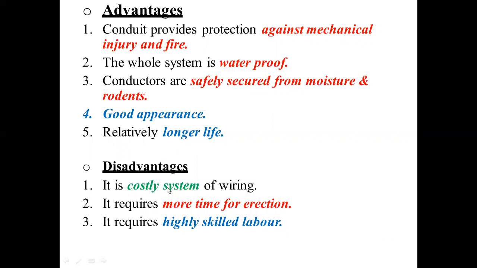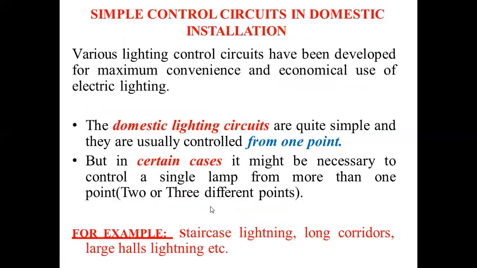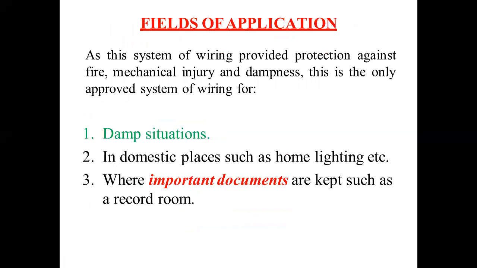Disadvantage means it is a costly system of wiring. It requires more time for the erection and highly skilled labors are required. These are some of the disadvantages we can mention. Application means for all the houses or for all the domestic, industry, commercial, we are using the concealed conduit wiring system nowadays.